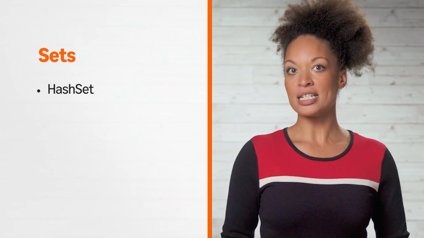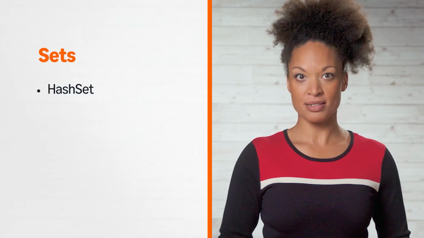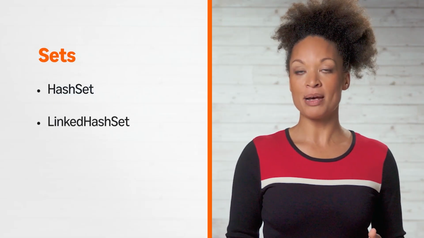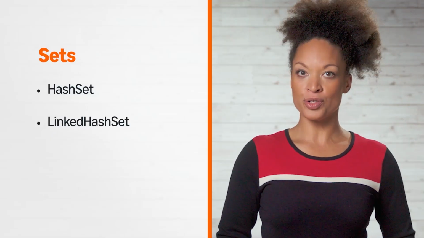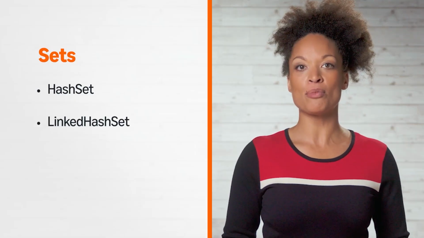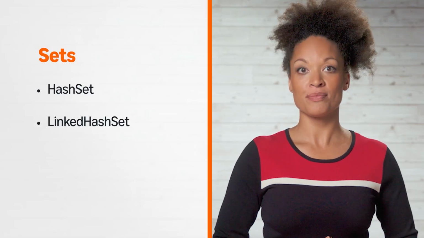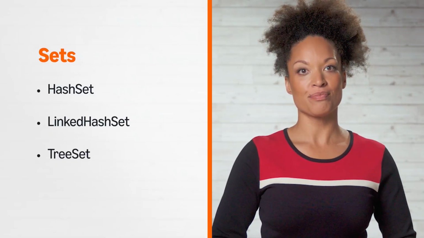The third type of collection is one with no duplicates and is called sets. For example, a hash set has unique key-value pairs with no duplicate elements. Like linked hash maps, a linked hash set contains unique insertion-ordered elements, which means that the elements stay in the same order as they are inserted. And of course, tree sets are naturally ordered.